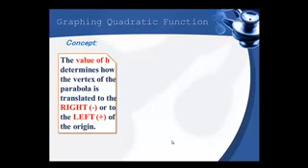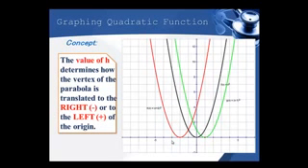Okay, the value of h determines how the vertex of the parabola is translated to the right if h is negative, or to the left if h is positive. That is, the point of reference is the point of origin. Okay, take a look at this. The original function here is f(x) = x squared, such that the vertex is at the point of origin, which is the point (0, 0).